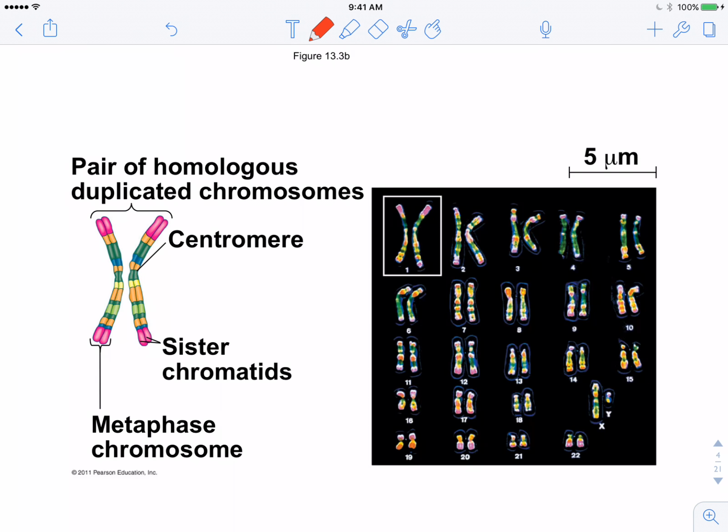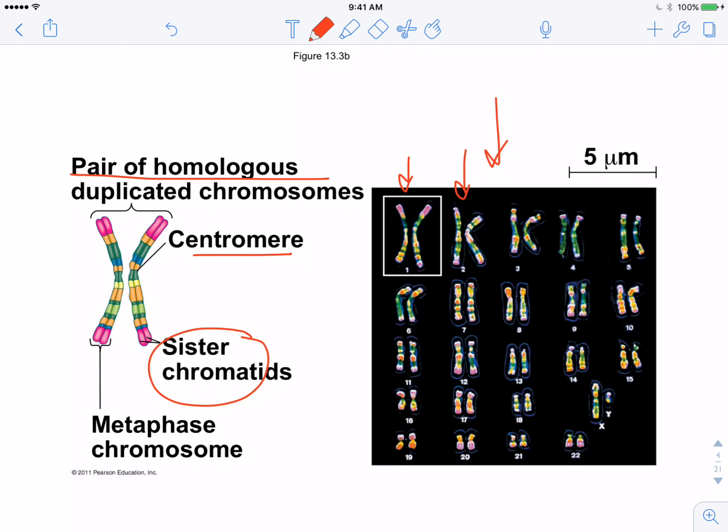Okay, so here is a karyotype, and you see this is a human karyotype. And you can see each pair of chromosomes. There are 2 copies of chromosome 1, 2 copies of chromosome 2, etc. And here we have a pair of homologous chromosomes. And these are duplicated chromosomes because there are 2 sister chromatids. And you'll see the chromosomes are about the same size. The centromeres are in the same position. They contain all the same genes.